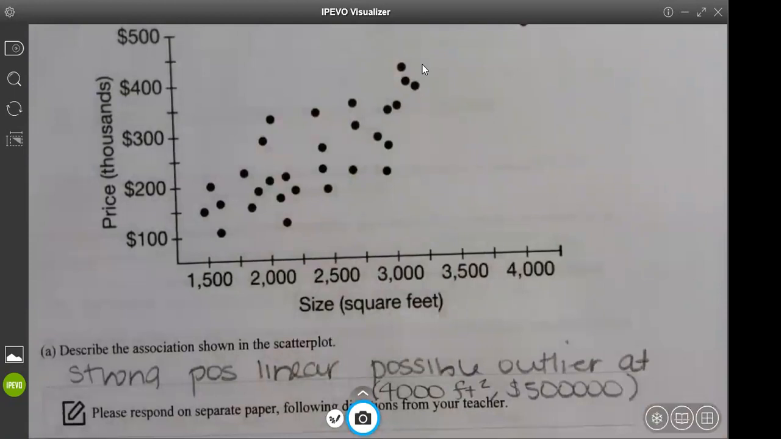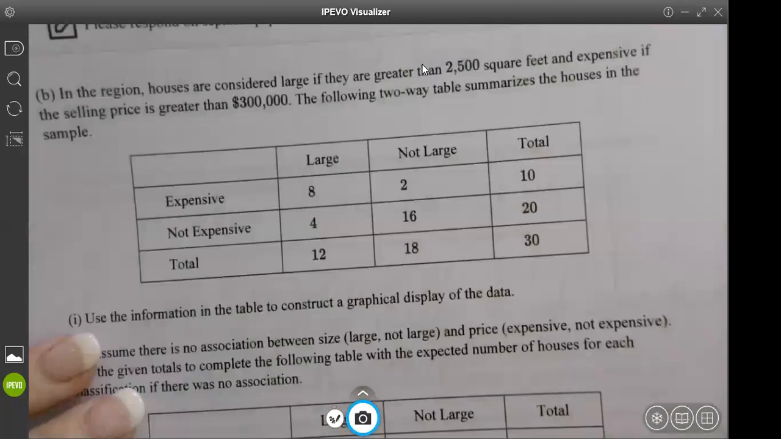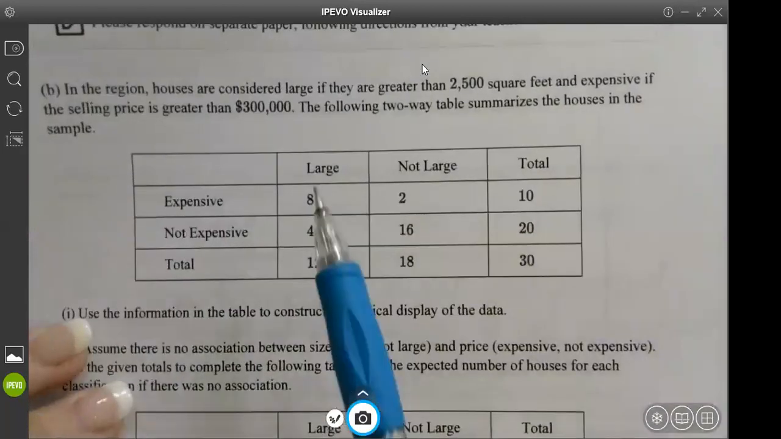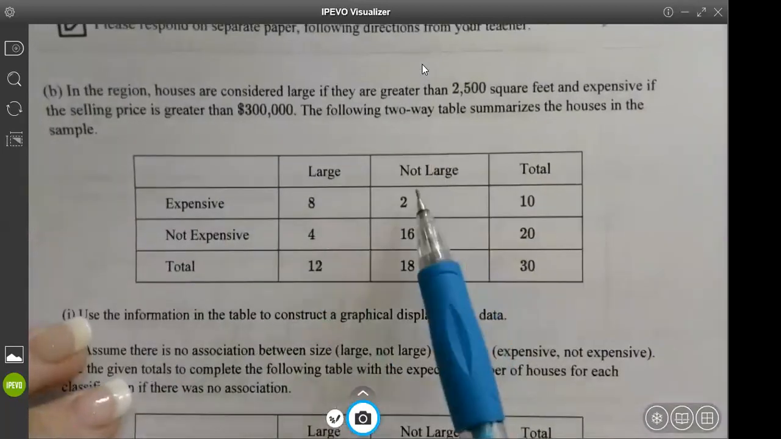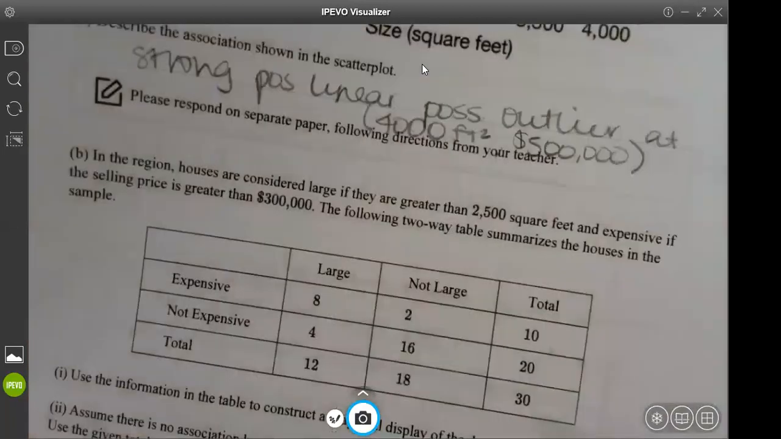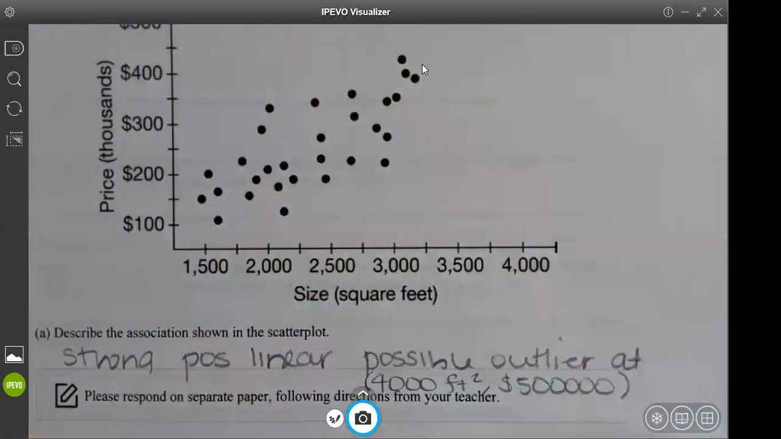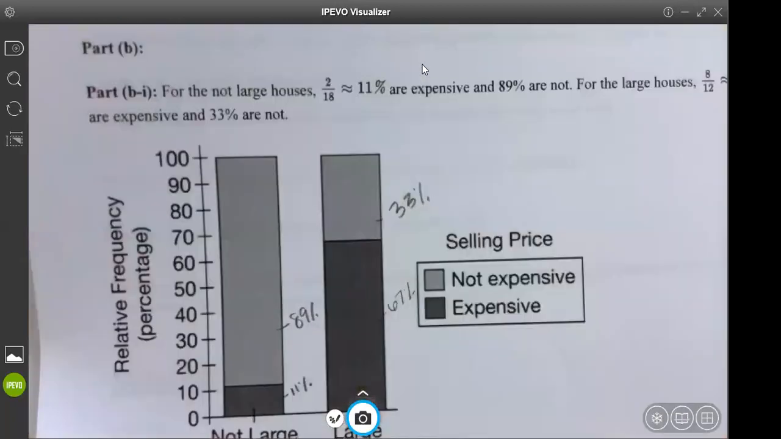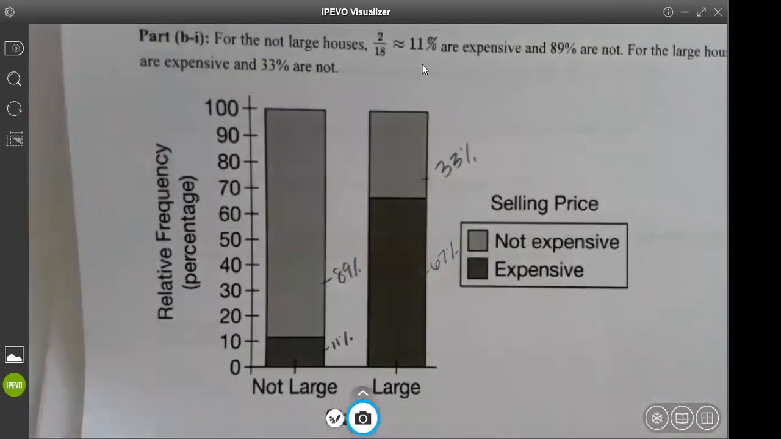All right, so I'm not going to make the graphical display. I'm going to show you what they do, and I'll show you why they do it that way. So what they have is your expensive 8.4 and your total 12 to 16.18. It wanted you to use information in the table to construct a graphical display of the data. When we make our display, they do a stacked bar graph.